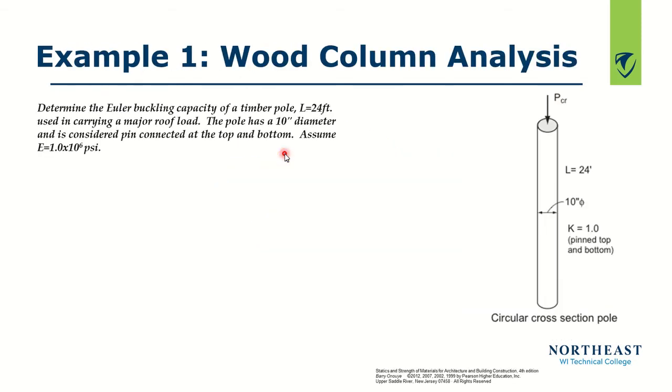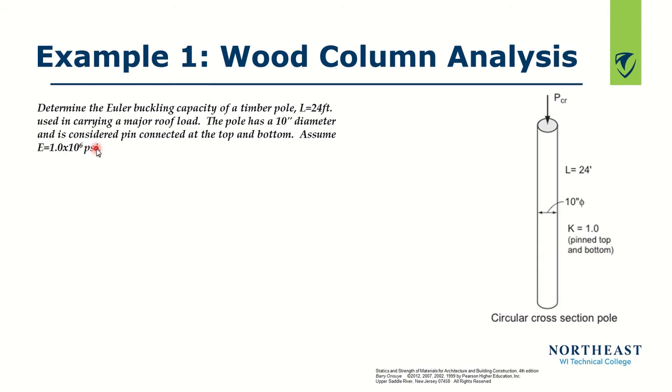All right, let's do an example. Example 1: determine the Euler buckling capacity, that's P critical, of the timber pole, a length of 24 feet used in carrying a major roof load. The pole has a 10-inch diameter and is considered pin connected at the top and bottom. Assume the modulus of elasticity equals 1.0 times 10 to the 6 psi.